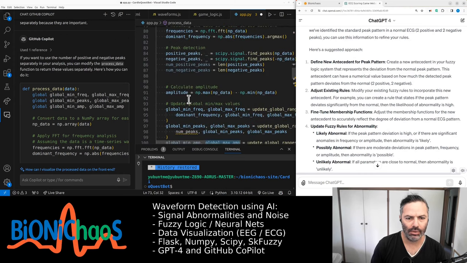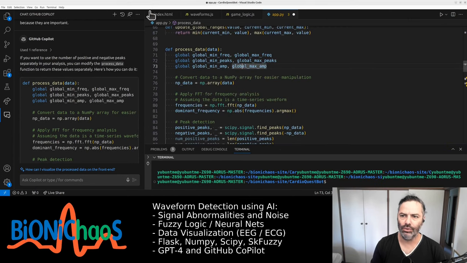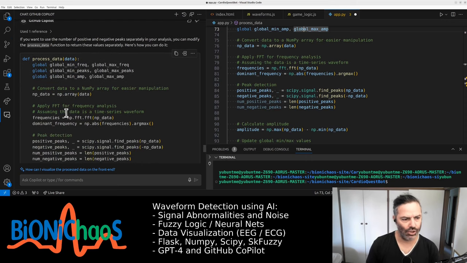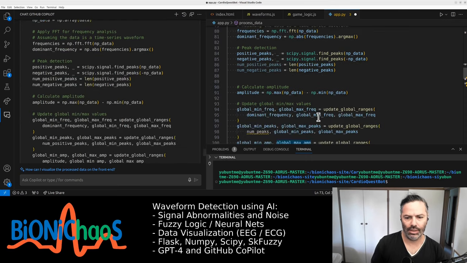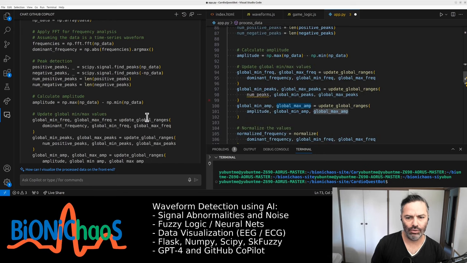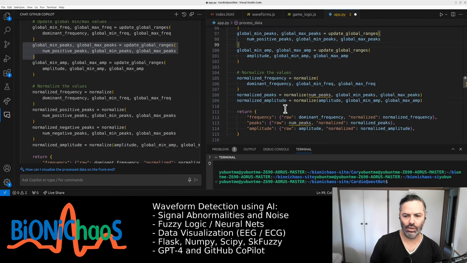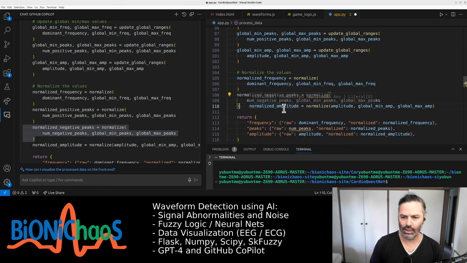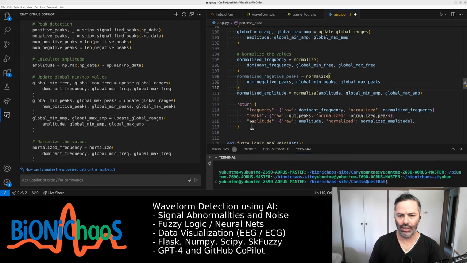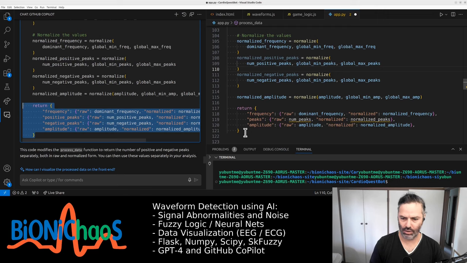Current problem. Yeah, we need to change process data to look at both positive and negative peaks instead of just the overall number of peaks. So let's do that. I forgot to change those globals. So this will be the same. Then we have the amplitude and frequency, which should be the same. Mean peaks, right? So this bit changes. And yes, these normalized values will have to change as well, specifically for the peaks. It's this line there, right? It's not being currently used. Yeah, the whole return will change.